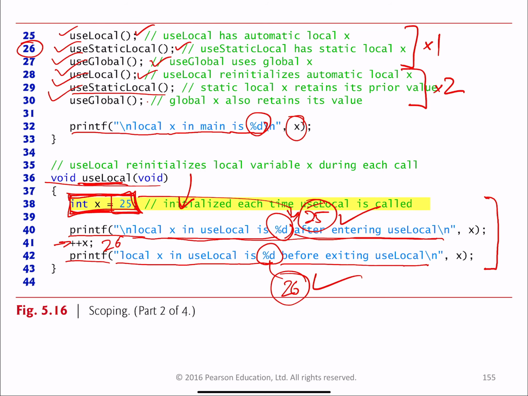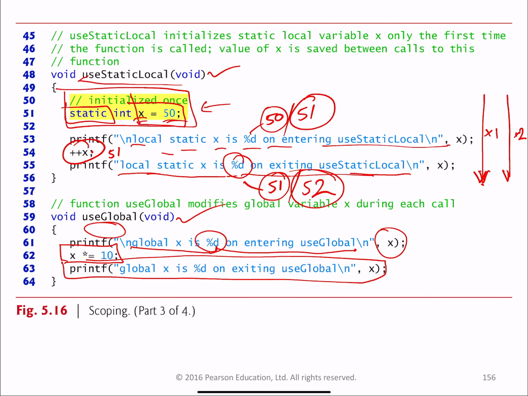And then we call use global again. It's not going to do much. It's just going to print out x equal to 1 again. Going to multiply it by 10, which will be, first time 1, then 10. Now this time it'll be 10 and 100. Yeah, sorry about that.